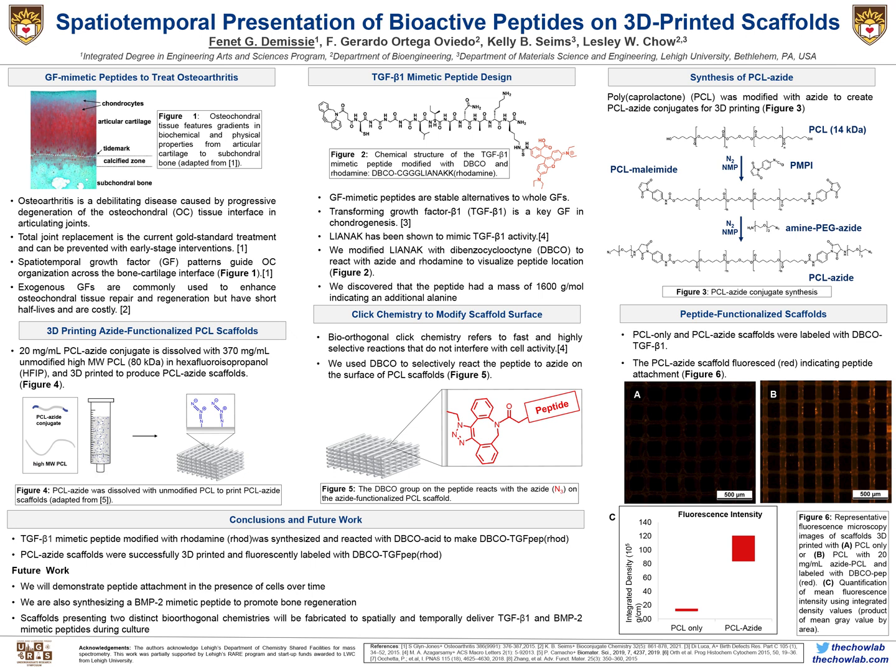We are also synthesizing a BMP2 mimetic peptide, and this peptide is going to promote bone regeneration, and we will be using two distinct bioorthogonal chemistries. We have our DBCO azide chemistry in the current study, and the BMP2 study is going to use a completely separate click chemistry group. Our goal is to be able to spatially and temporally deliver both the TGF beta 1 and the BMP2 mimetic peptides during cell culture for a stable osteochondral regeneration.